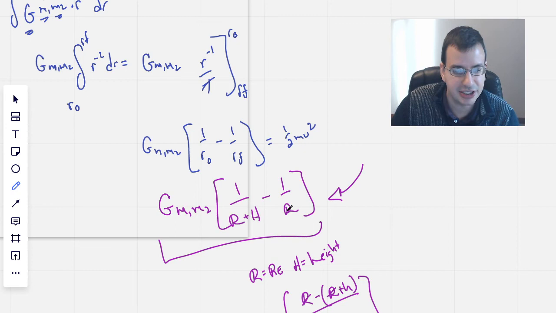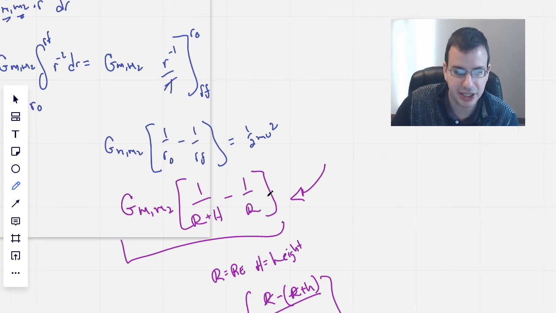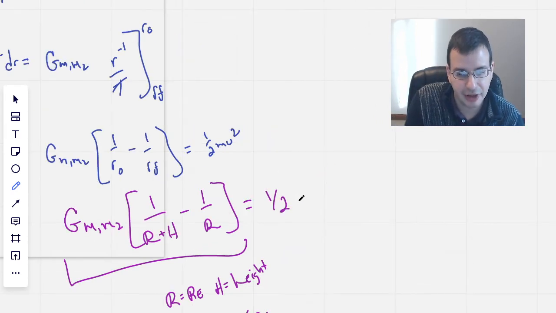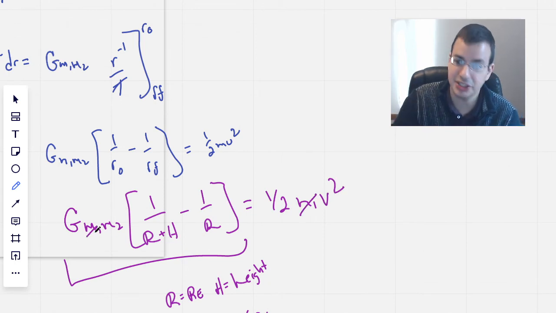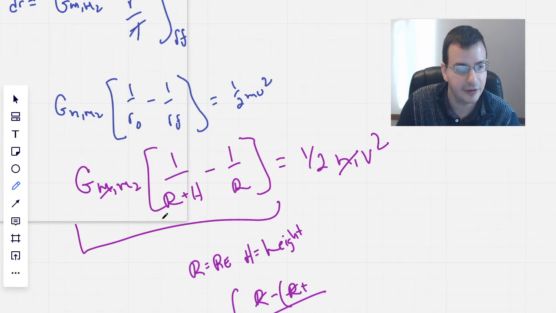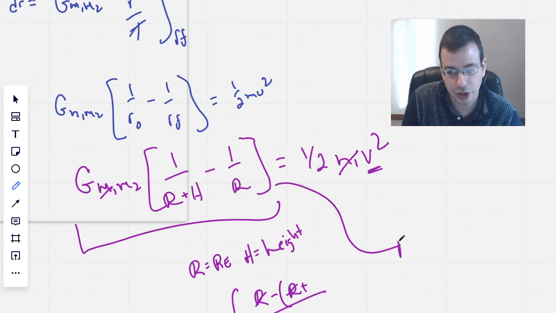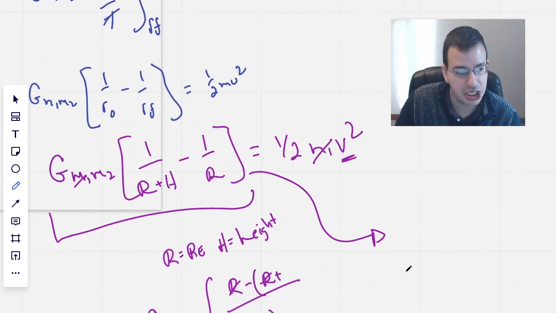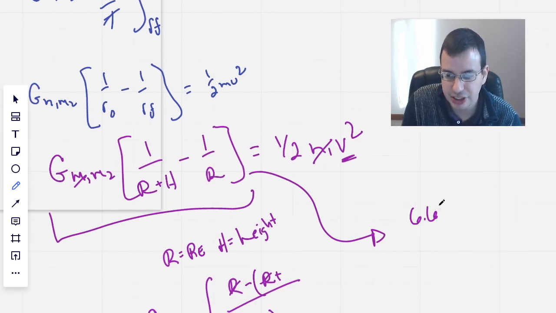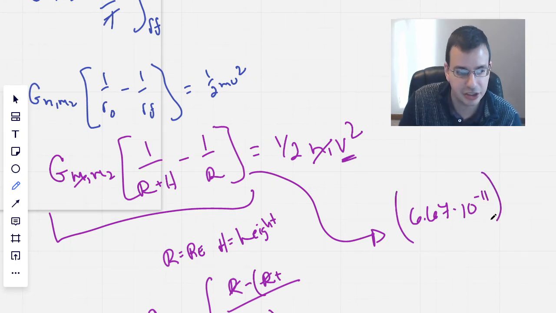And we're going to solve this. We're going to say that this equals 1/2 m1 v squared. The mass 1 will cancel. That's the mass of the satellite. And so now we're just going to solve for v squared. So moving this equation over here, g is 6.67 times 10 to the negative 11th. That's just the gravitational constant.